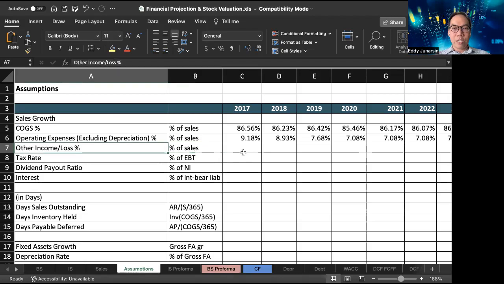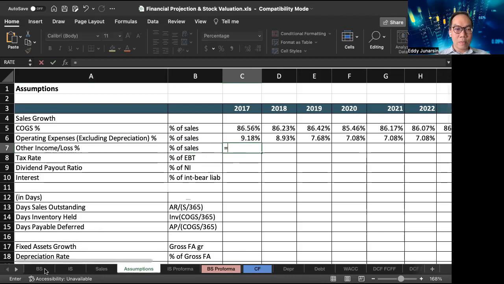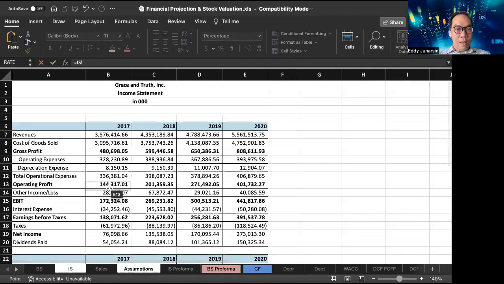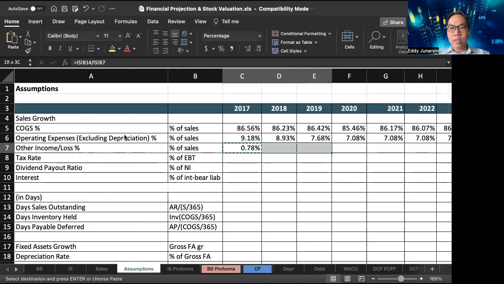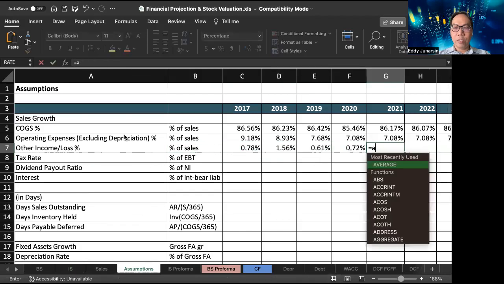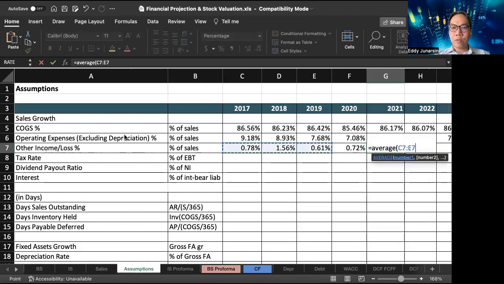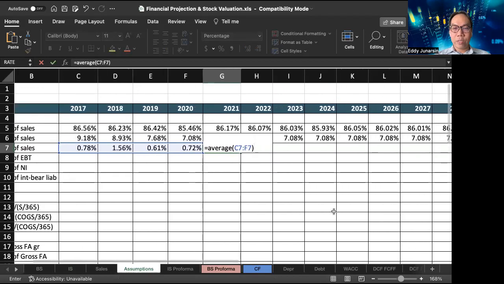So I'm using the percentage of sales method in this example. Other income or loss divided by revenues is 0.78. Let's look at the pattern here. There's no clear pattern, going up and down, so we'll use the moving averages of the last 4 growth rates.